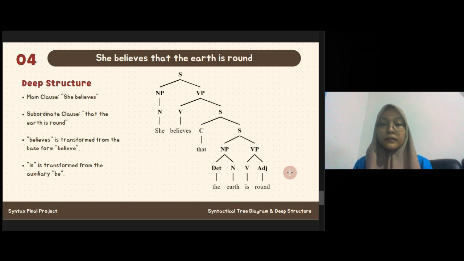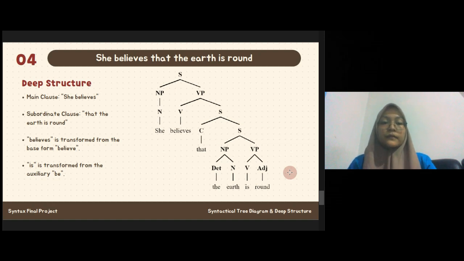Number 4, the sentence is she believes that the earth is round. The deep structure of the sentence is divided into two parts. The first part is main clause, and the second part is subordinate clause. The main clause is she believes, and the subordinate clause is that the earth is round.